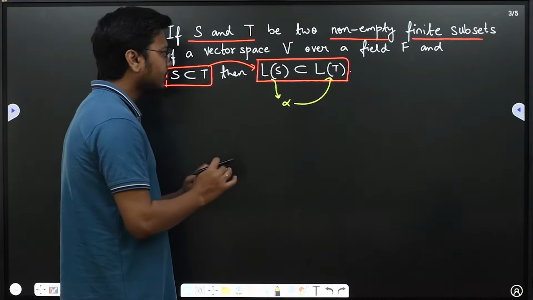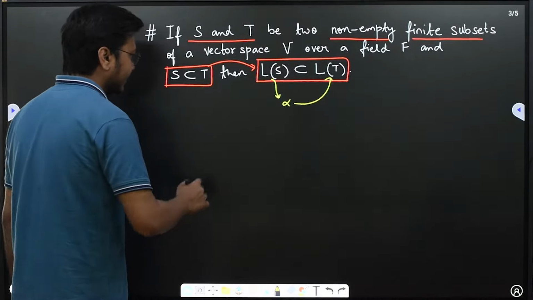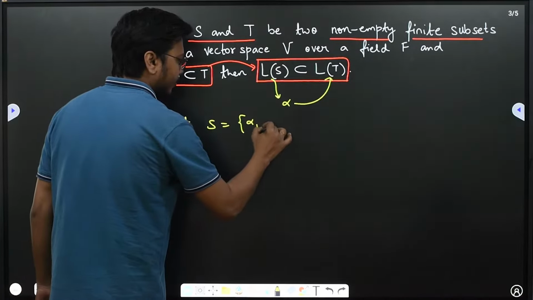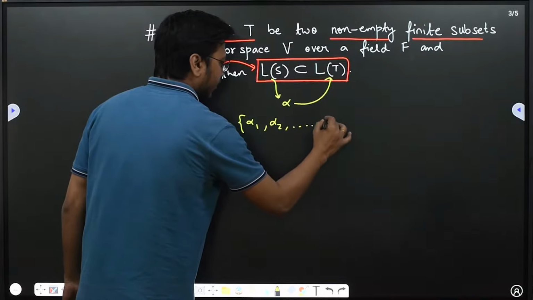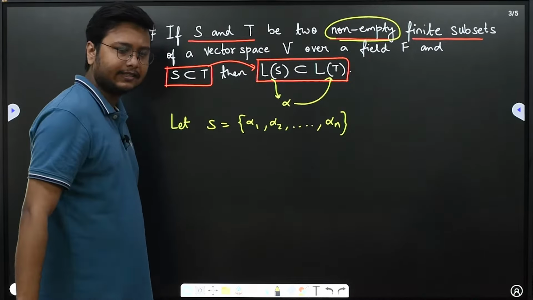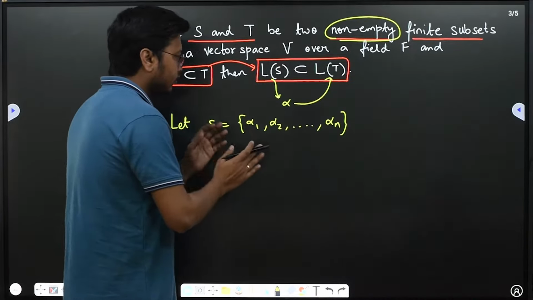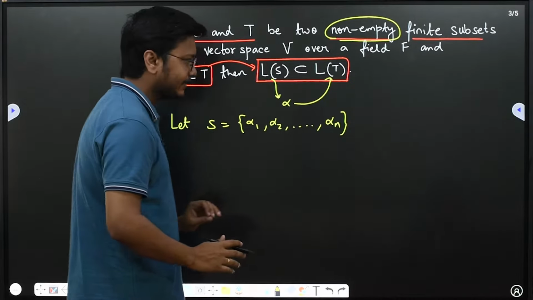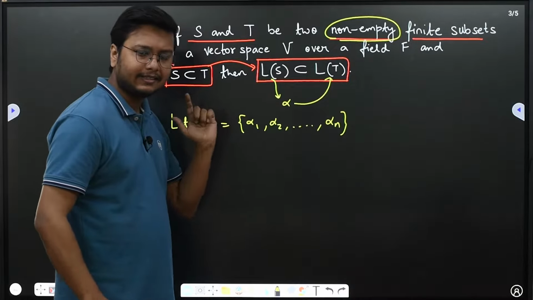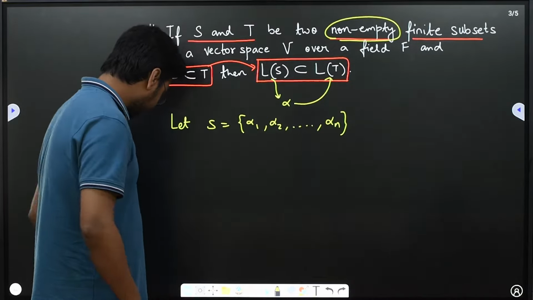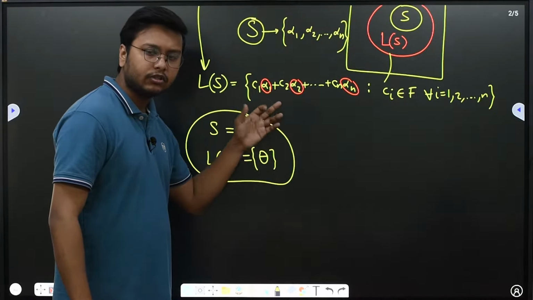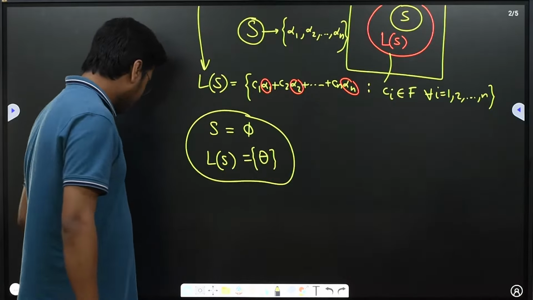So now first of all, let me define the S set. Let S contain the elements alpha 1, alpha 2, dot dot dot alpha n. Since it is non-empty, that's given to us, I have constructed the S set in this manner. Now, no need to construct the L of S set, I'll just take a random element from it. You already know how elements of L of S look. L of S looks like linear combinations of the elements of the S set.